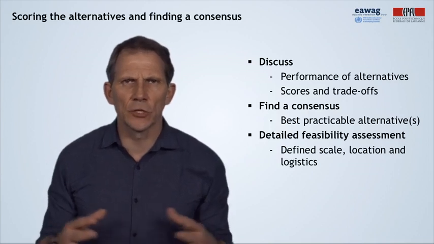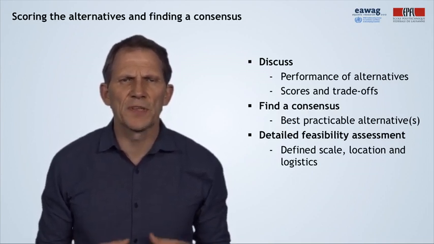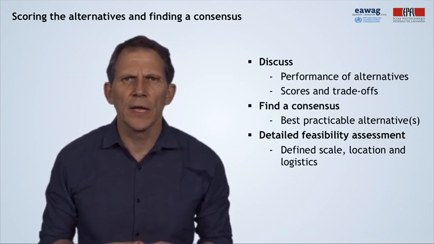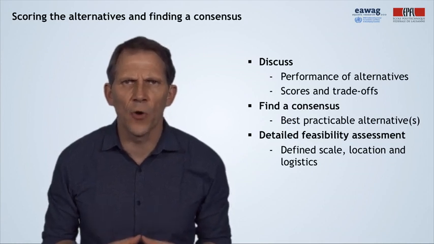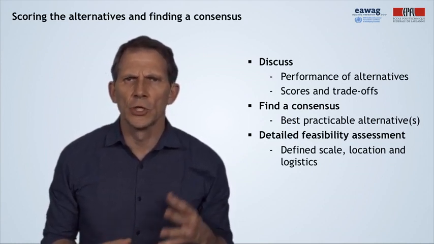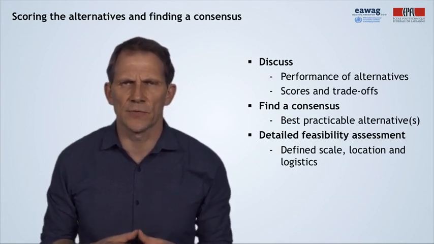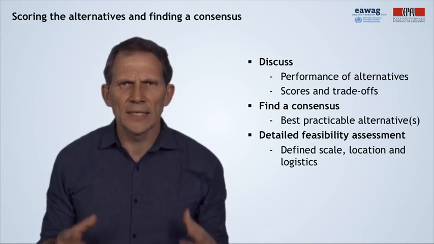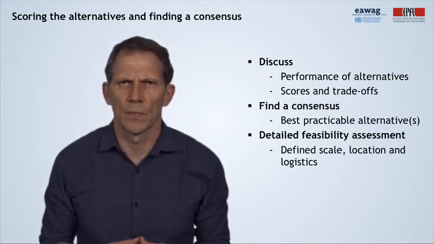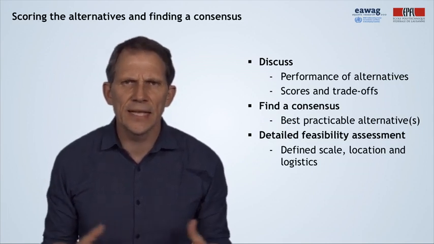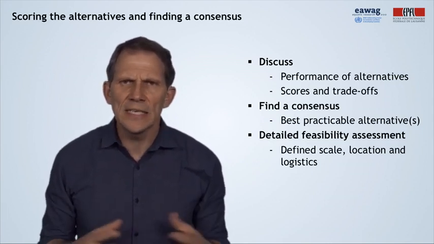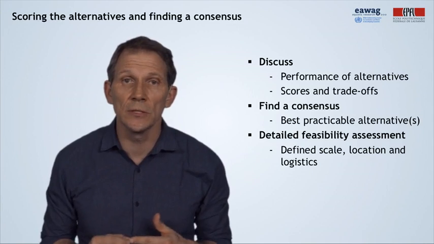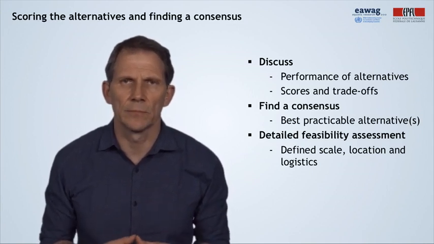When assessing the alternatives, we come up with scores on how they perform towards certain objectives. It is important to discuss this performance of alternatives, to look at scores and discuss trade-offs. Then we might find a consensus of the best practicable alternative. This then needs a detailed feasibility assessment. Detailed because we start defining scale, we start defining location, and even the logistics around it.